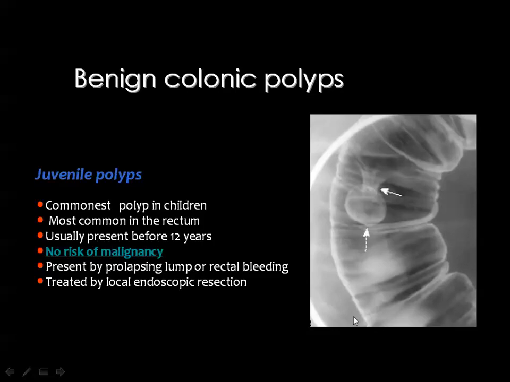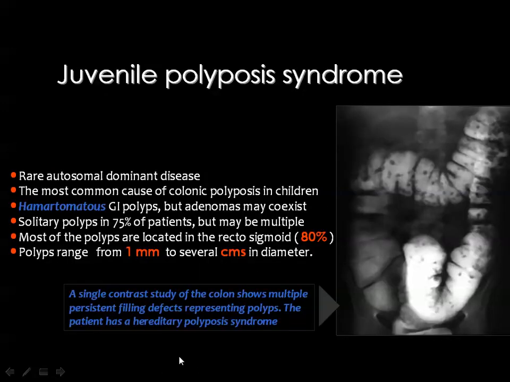Juvenile polyps are commonly seen in children, and they are commonly seen in the distal part of the colon, especially the rectum, and they have no risk of malignancy. These are pedunculated polyps, and they are usually treated by endoscopic resection. Also, this is an example of what's known as juvenile polyposis syndrome, where this is an autosomal dominant disease. You can see too many polyps in the colon of the children.